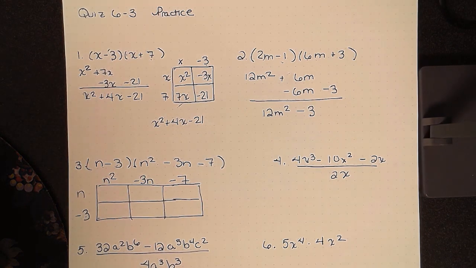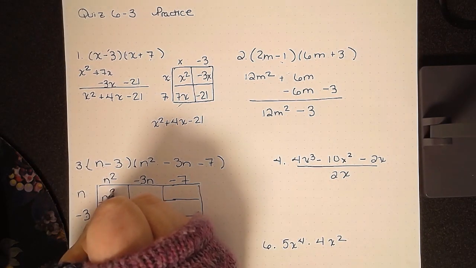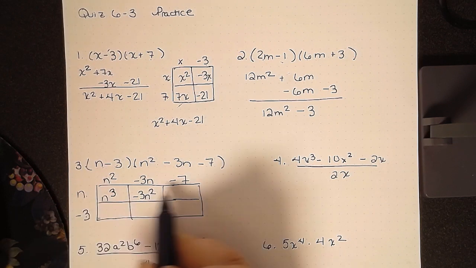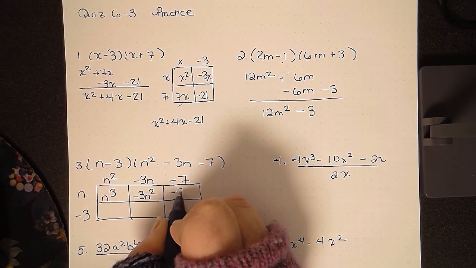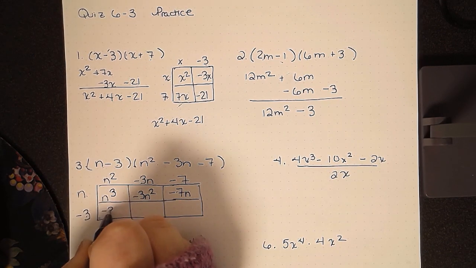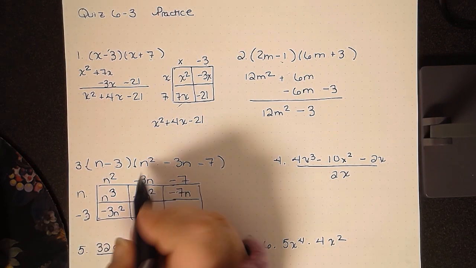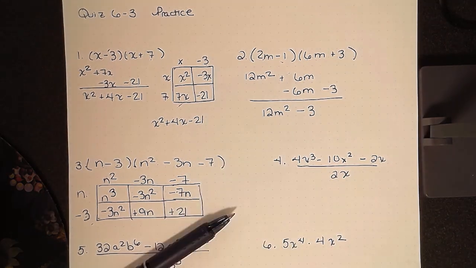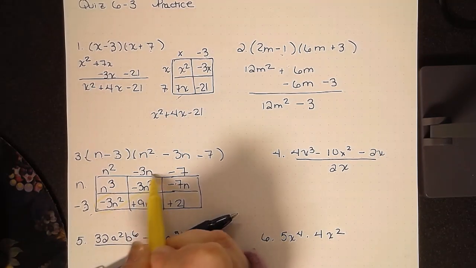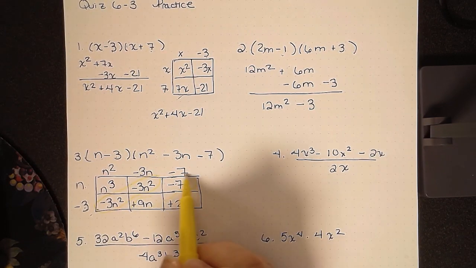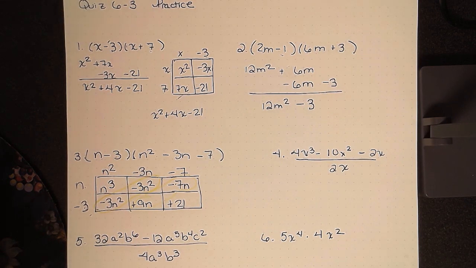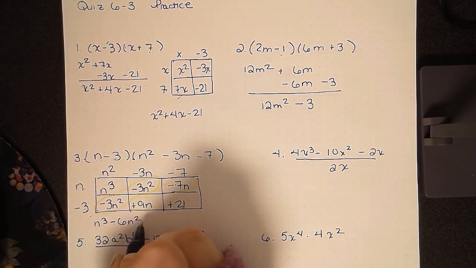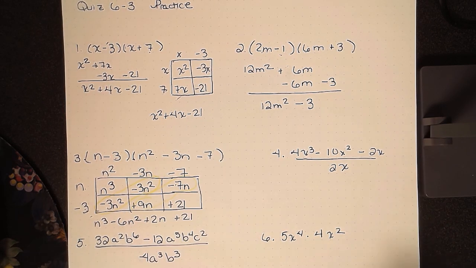So n times n squared is n cubed, and n times negative 3n is negative 3n squared. n times negative 7 is negative 7n. And then this is negative 3n squared. Then this is going to be a positive 9n and a positive 21. What you need to be careful of, though, guys, is not only do you have to add these like terms, but you also have to add these like terms, okay? And when you write it down in standard form, you get n cubed minus 6n squared plus 2n plus 21, okay? So be very careful when you're adding your terms.